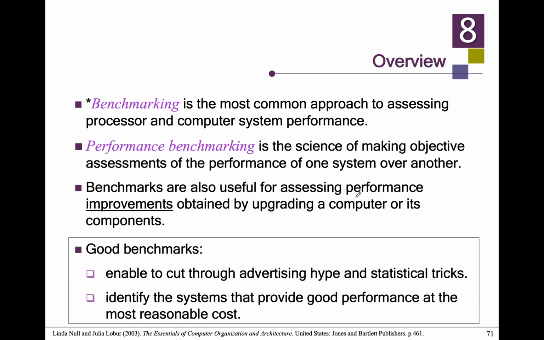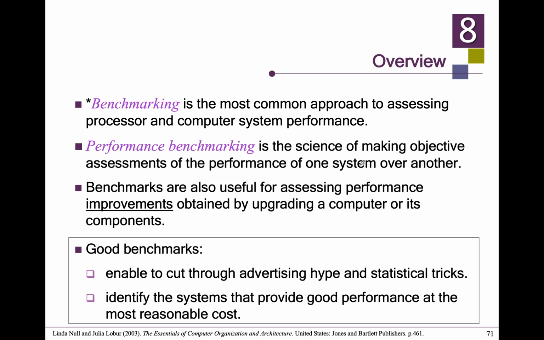So let's proceed. About benchmarking: when you first hear about benchmarking or a benchmark, you know that there is something you must meet. Let's say there is a benchmark for a student at UTM. If you did not meet that benchmark, you cannot be a UTM student. So that's simple. Benchmarking is the most common approach to assessing supercomputer and computer system performance. Performance benchmarking is the science of making an objective assessment of the performance of one system over another.